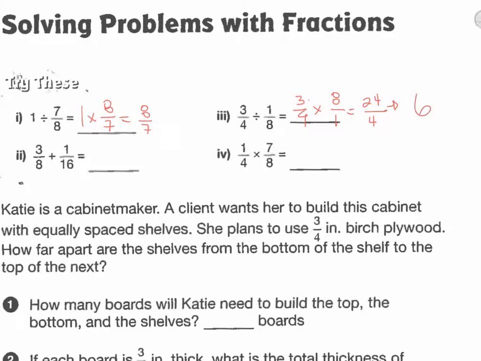Alright, 3/8 plus 1/16. Well, we need to get a common denominator, so we're going to multiply this by 2 and this by 2 to get a common denominator of 16. So this becomes 6 over 16, plus 1 over 16, which gives us a total of 7/16. And the final one, 1/4 times 1/7, well, you just multiply straight across, so it's 7 over 32.